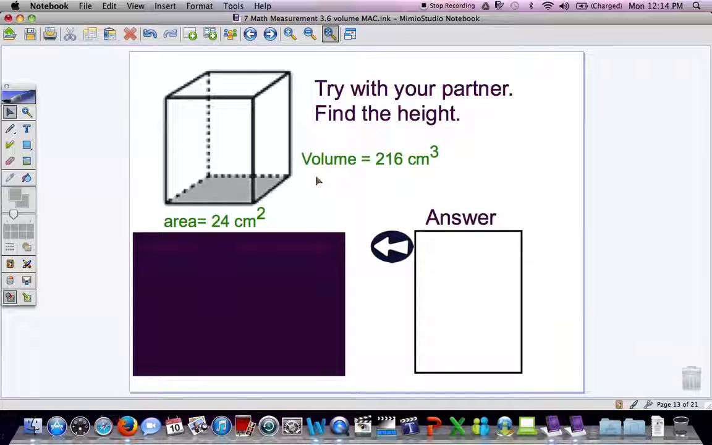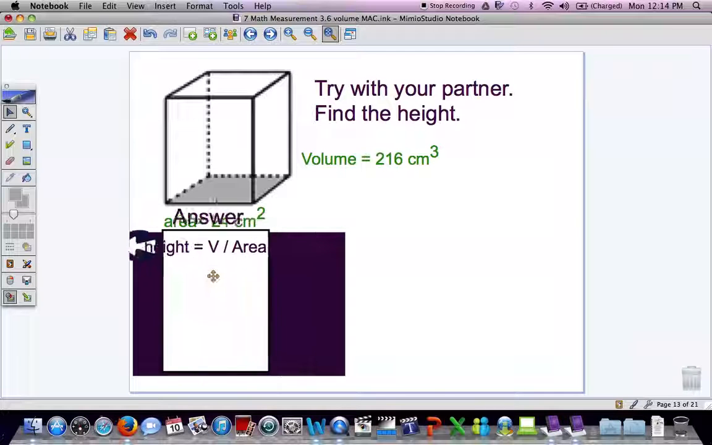Try to find the height. Last one. You've got the volume, you've got the area, you need the height. And so let's slide this over. I didn't do the answer.